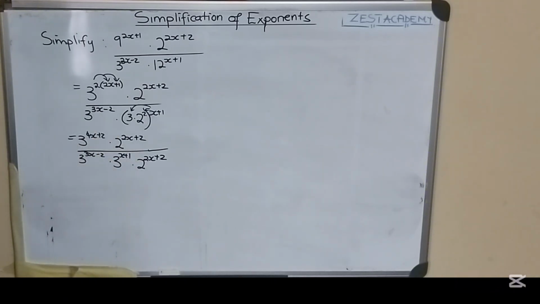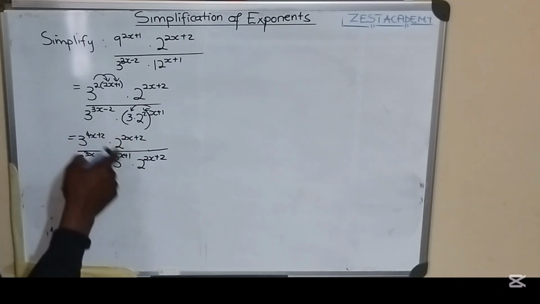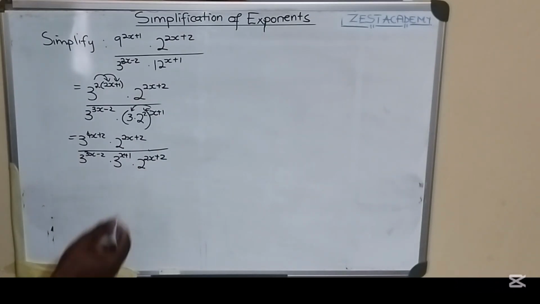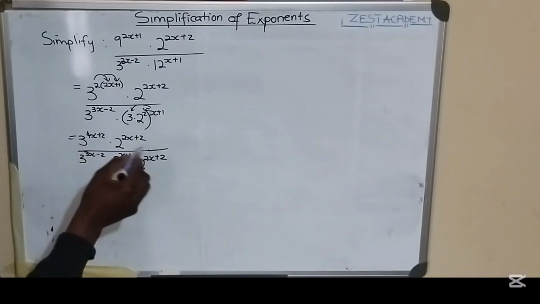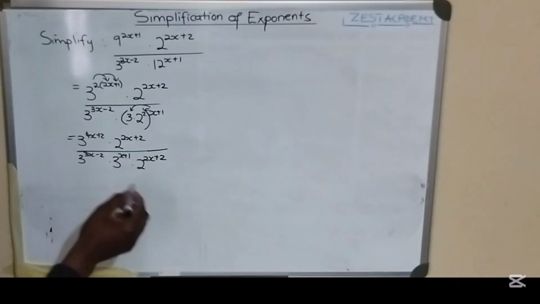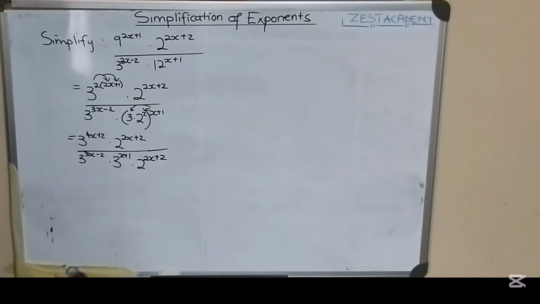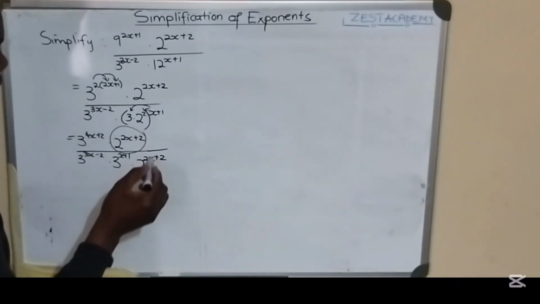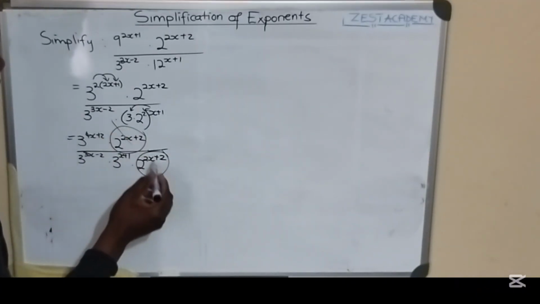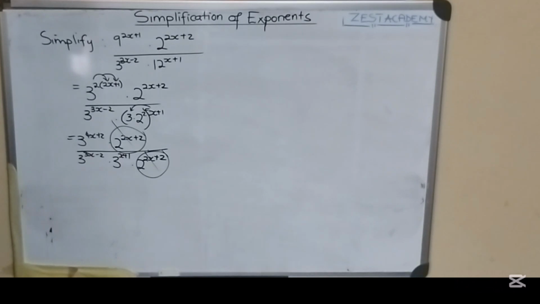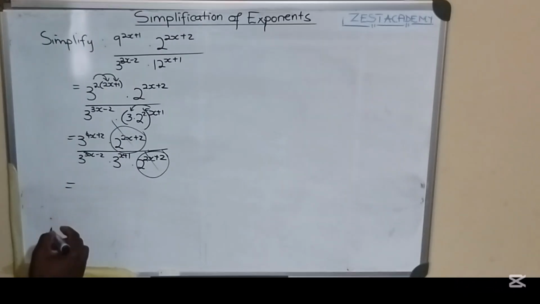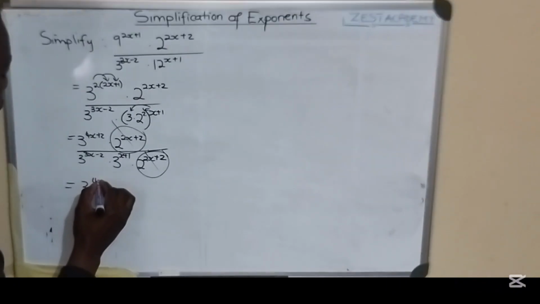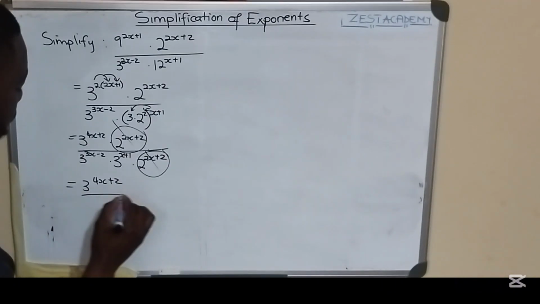Again, you can see that our exponents on top are multiplied, and at the bottom they're also multiplied. So if we see something similar on top, things that look the same, we can just get rid of them so that we don't waste our time. It's like dividing the same numbers, like 2 divided by 2, then we obtain 1. So we can take out this and this. These two can cancel because they look the same. Then what is left, we have on top 3 to the power of 4x plus 2.